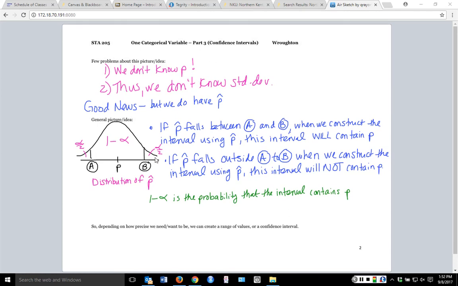So when we get back together in class, we're going to take this idea and show you what the actual formula looks like, how I actually come up with this interval using P hat instead of P. We're going to talk about how we figure out what number is here and how that affects our endpoints as well. But I know right now if I wanted that 95% in the middle, I would go out about 2 standard deviations. But again, I can change this number depending upon how precise I want to be. So that's what we will talk about next time in class.